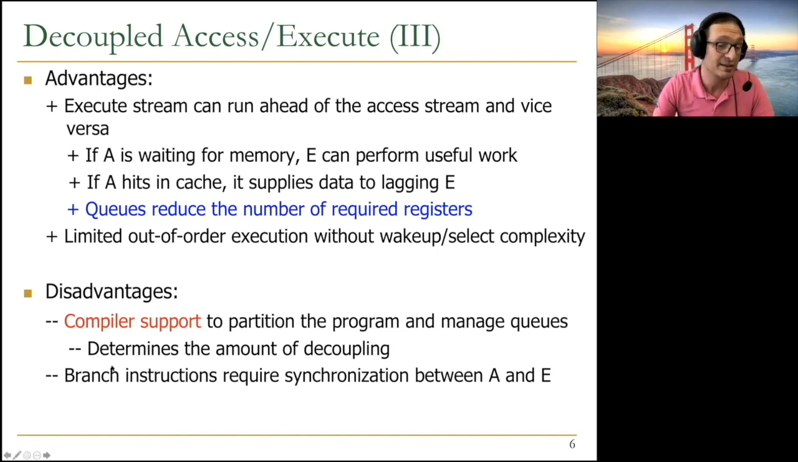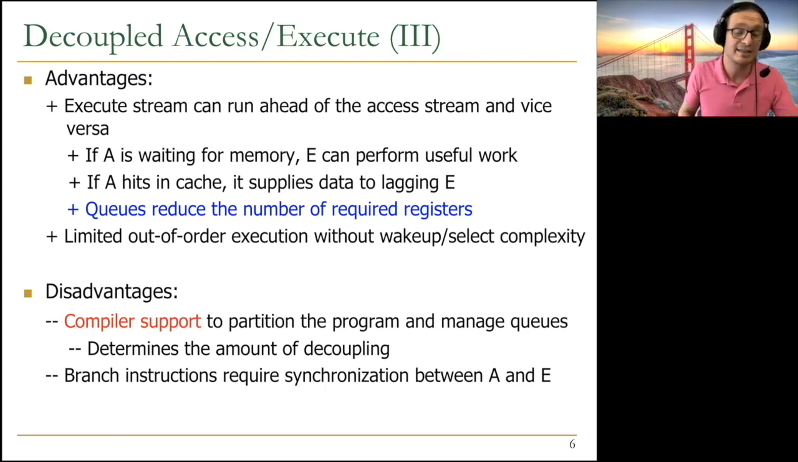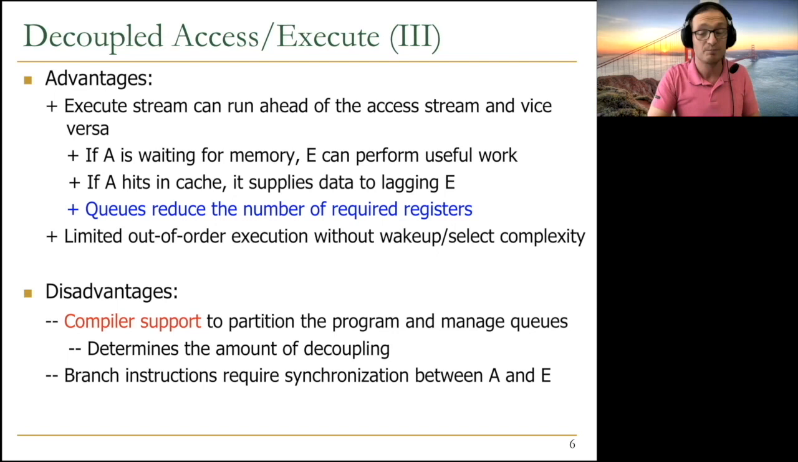And one other disadvantage is branch instructions require synchronization between A and E, because you're actually taking a single instruction stream and separating it into two instruction streams. What happens to branches, right? They get executed in the execute processor, but you need to signal the access processor to make sure that the access processor is not on the wrong path forever, right?